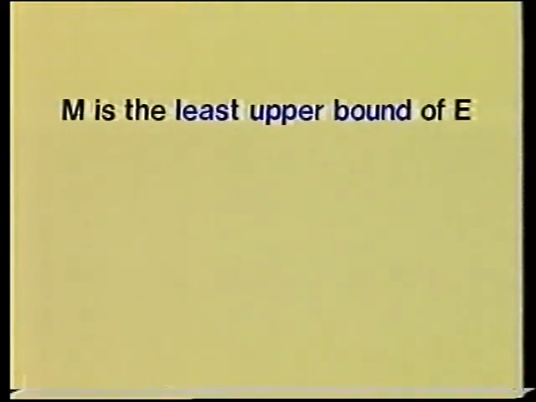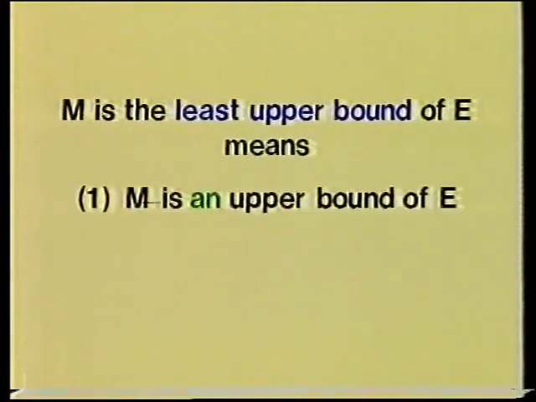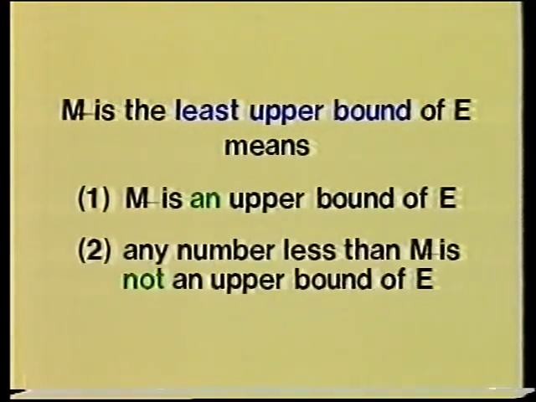What is the smallest or least upper bound of E? Indeed, does E have a least upper bound? Well, what do we mean by least upper bound anyway? M is said to be the least upper bound of E if, firstly, M is an upper bound of E, and secondly, any number less than M is not an upper bound of E.